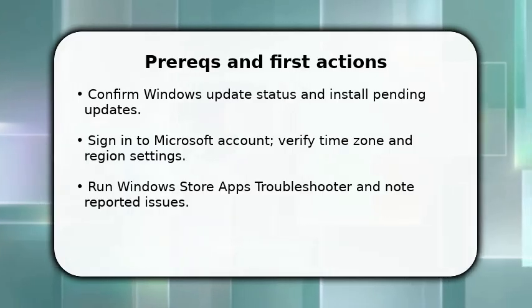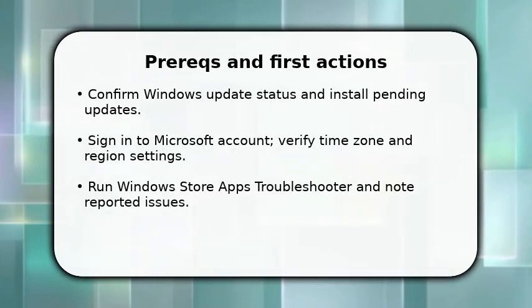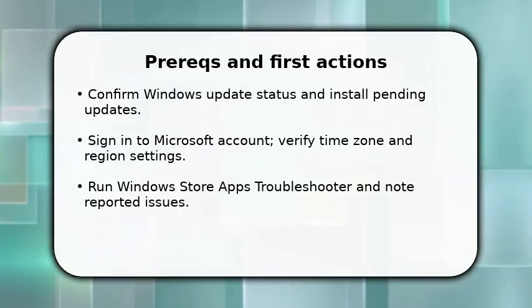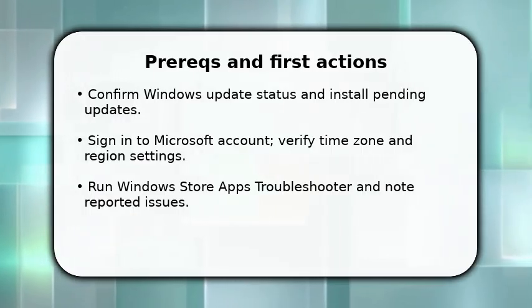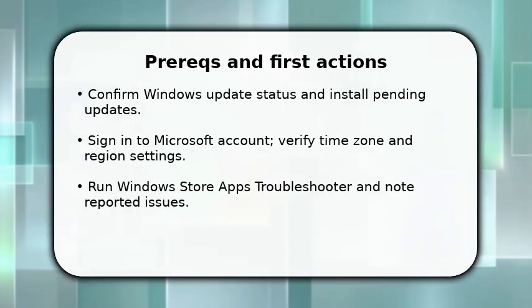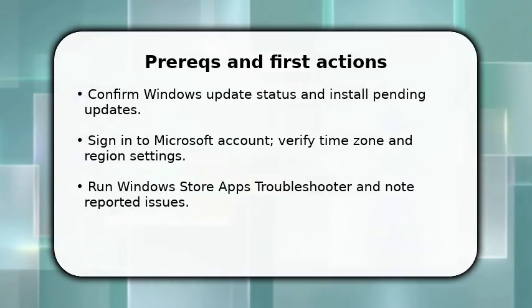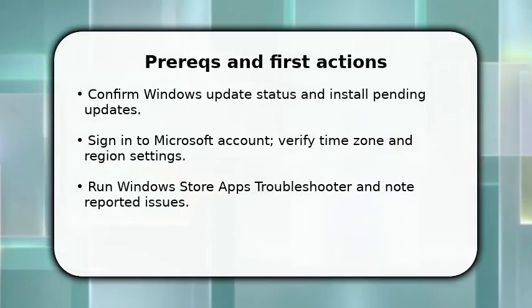You need the basics set before deeper fixes. First, make sure Windows has installed all pending updates. The store often fails when OS components are out of date. Next, sign into your Microsoft account and confirm your region and time zone. Mismatches can trigger license or connectivity errors. Once done, run the Windows Store Apps Troubleshooter. It checks service failures and cache problems and gives you a diagnostic starting point for the next steps.